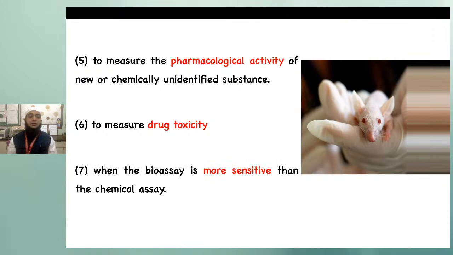Seventh one, when the bioassay is more sensitive than the chemical assay. Like you have a chemical assay, but it is not as sensitive a method. It is not as accurate as the bioassay. Then in those cases, you can also go for bioassays, where you are using an animal or tissue to study the effect of the drug, right? So we have seen in which cases you have to go for the bioassay.